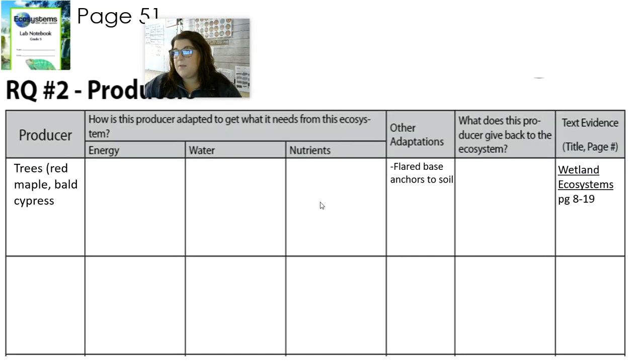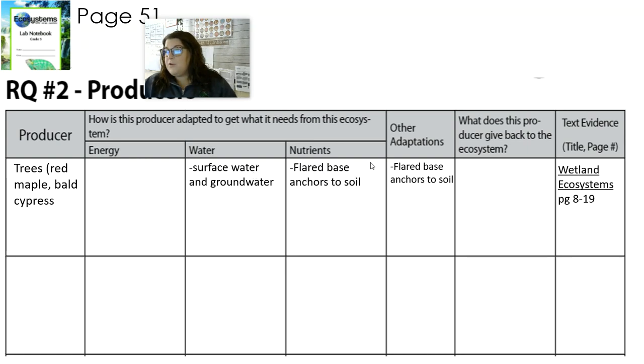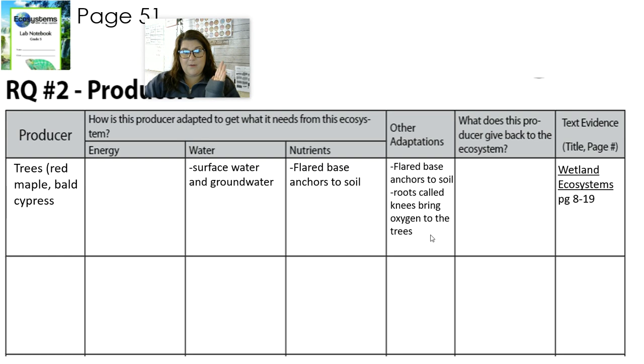So where can I put that? Well, in terms of water, we know we're getting our water from surface water or groundwater. In order to get nutrients, so now this is where it's talking about their roots a little bit. So we could also add this flared base anchors to the soil under other adaptations to get oxygen. We could say that it brings roots called knees. It's talking about those roots that stick up, bring oxygen to the trees. So that's something we could write down too. We could put this under energy as well.